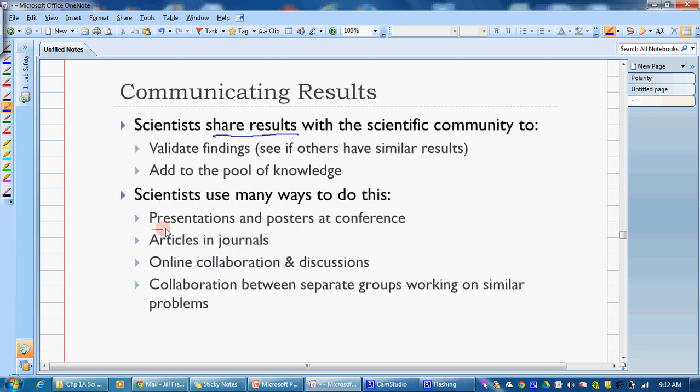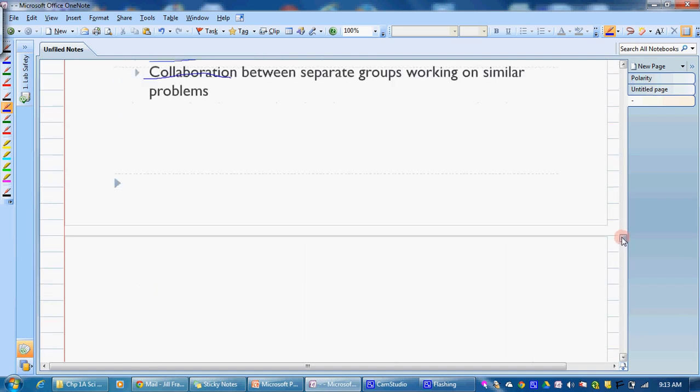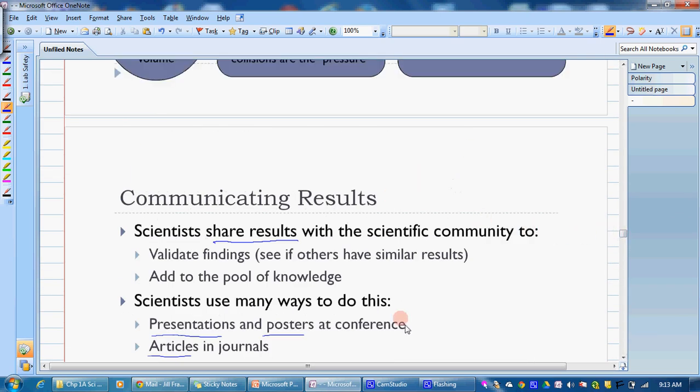Sometimes scientists do presentations or posters at a conference, and I've done this. Mr. Nallen and I went out to Washington, D.C. last year and presented at a conference doing a poster presentation. Sometimes they write articles. Sometimes it's online collaboration and discussions, like through blogs and things like that. And sometimes it's collaborating with another group and working together to figure out if we can get the same answers. So that would be the last step that we're going to talk about in the scientific method.